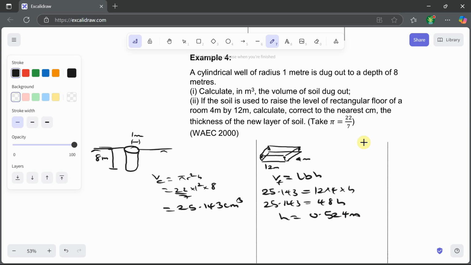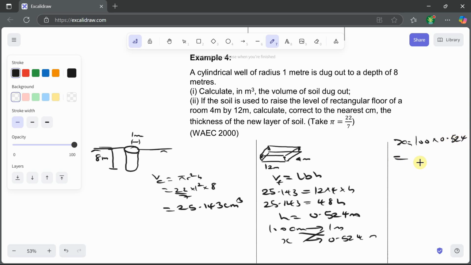But it's said to the nearest centimeter. We know that 100 centimeters make 1 meter, right? So how many centimeters would make 0.524 meters? So we have to cross multiply. x times 1 will give me x, that is equal to 100 times 0.524.